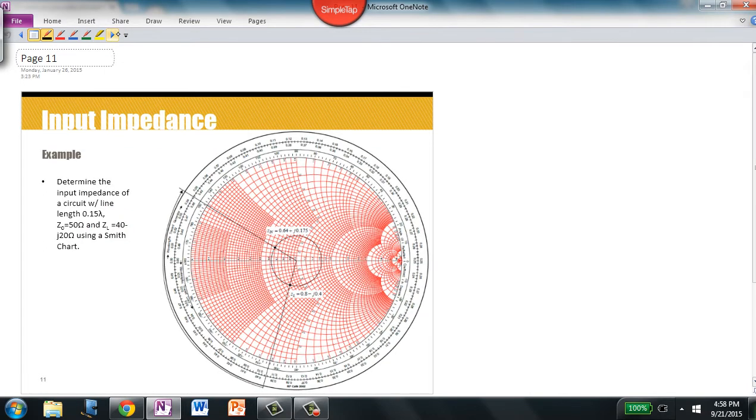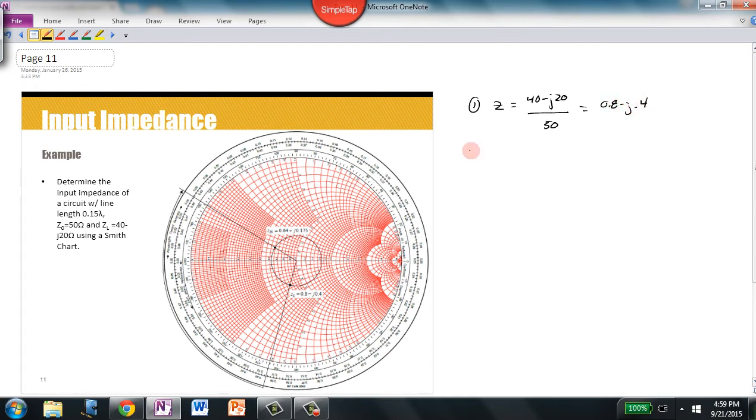As with most things, I think that's best understood using an example. We want to determine the input impedance of a circuit with a transmission line of characteristic impedance 50 ohms, 0.15 lambda long, with a load of 40 minus j20. Step one is normalize. The normalized load impedance is 40 minus j20 divided by the characteristic impedance, so that's 0.8 minus j0.4.